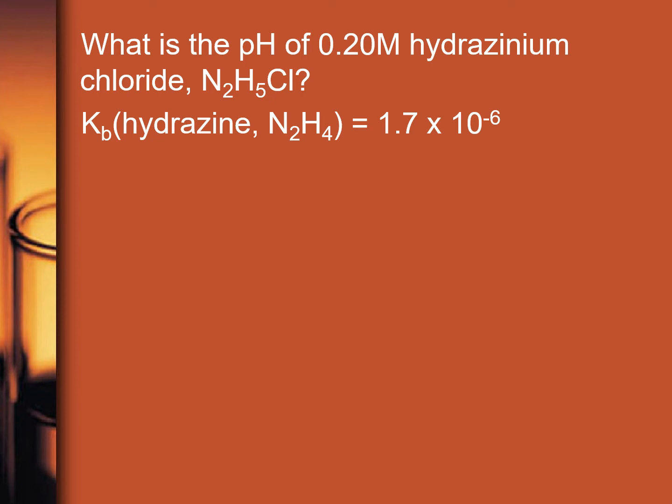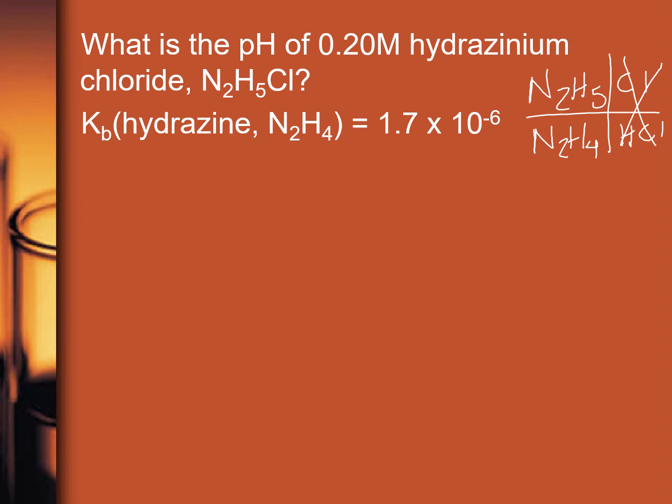So if we look at our salt, I'm going to write this off to the side, N2H5Cl. If we split this down the middle, we kind of have a clue that the hydrazinium is going to become the hydrazine, the N2H4, whenever it loses a hydrogen. Whereas the chloride has to absorb a hydrogen, that makes hydrochloric acid, which is strong, so it will cancel out. So we're only dealing with the acidic part.